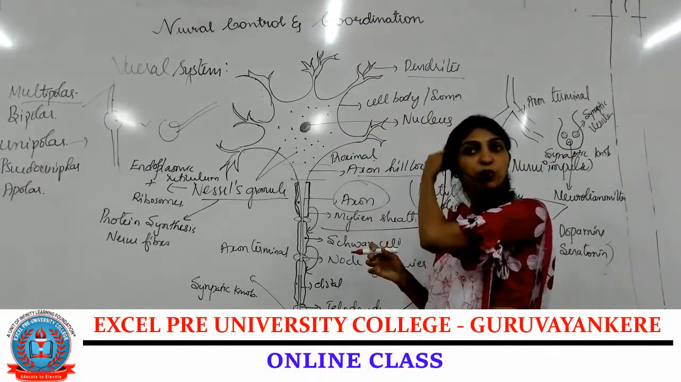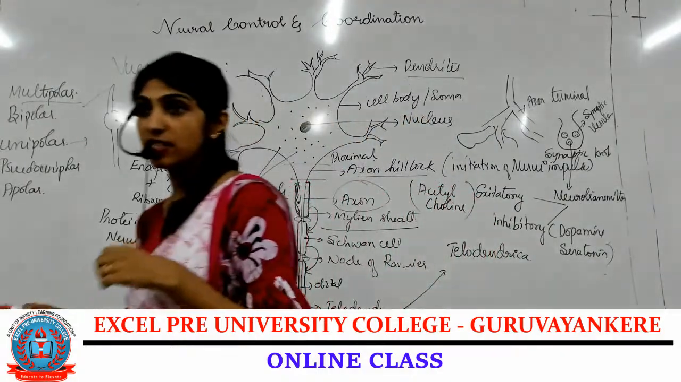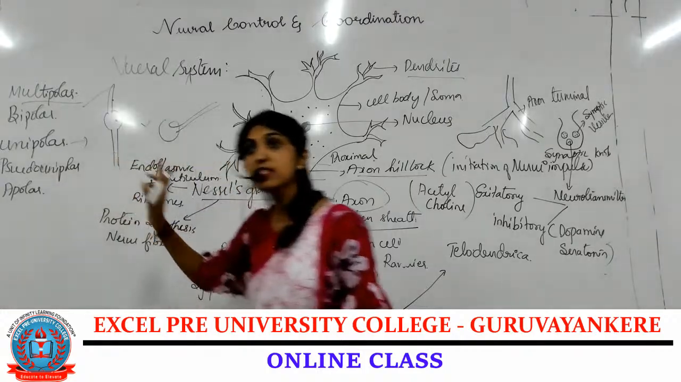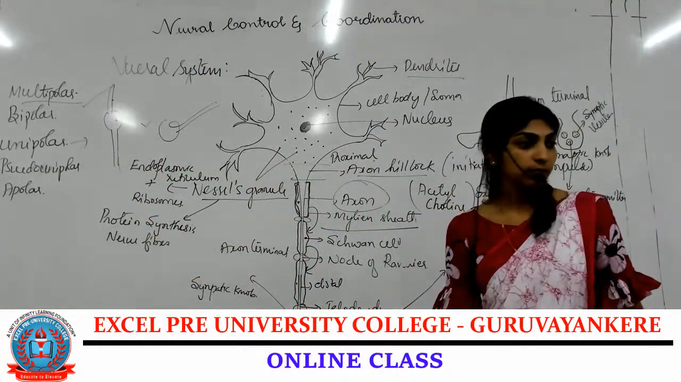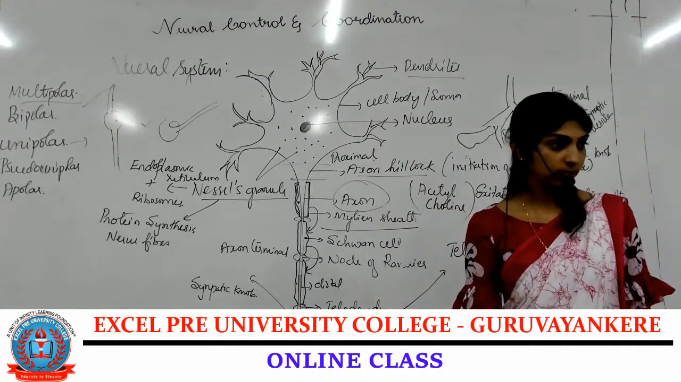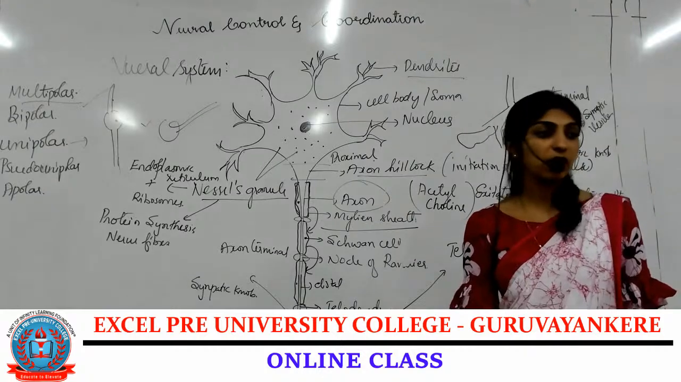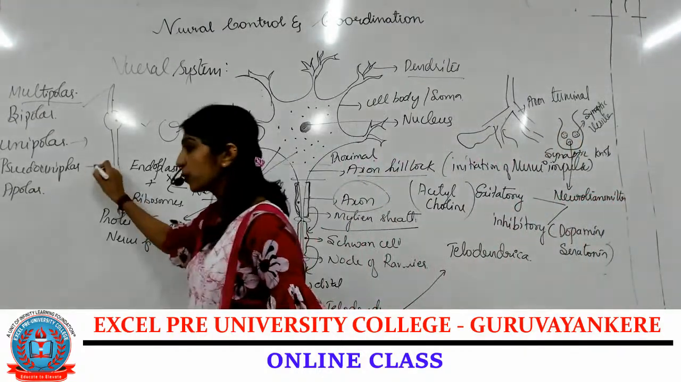It is present only in the embryonic stage. Unipolar neurons, they are present only in the embryonic stage. Clear? Okay, then we have pseudo-unipolar.